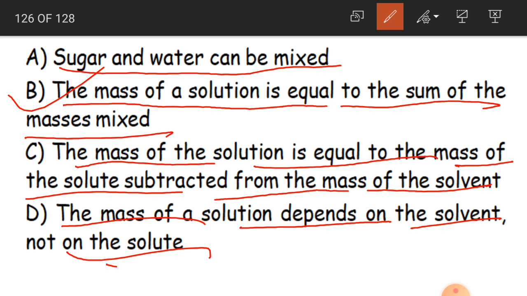If the empty glass was there and you pour water, it will have a different weight. If you are putting something inside the bottle, then automatically the weight is going to increase. So here the mass of a solution is equal to the sum of the masses mixed.